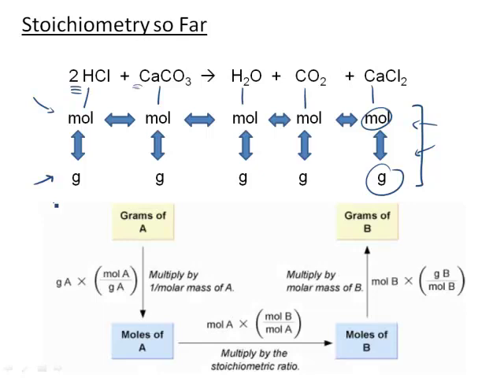And so the kind of chart we've used for that is that you get from grams of one of the components to moles of that component using the molar mass. You get from moles of one component to moles of another component using the balanced equation. And by component, we mean either a reactant or a product, any one of these things up here.